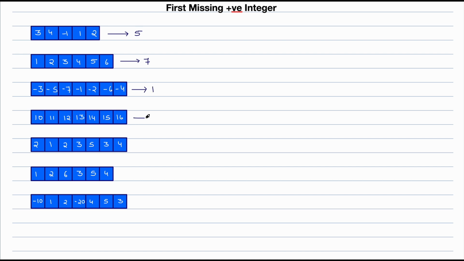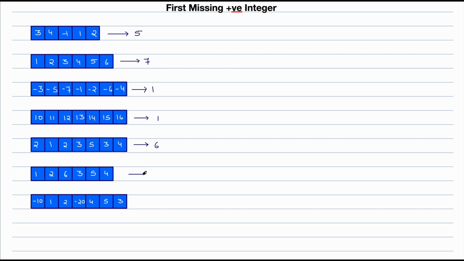The next example also, here we can see that 1 is not present. So we have to return 1. Now in this example, 1 is present, 2 is present twice, right? So from this example, we can see that duplicate elements can also be present. 1 is present, 2 is present, 3, 4, 5, but 6 is not present, right? So we have to return 6.